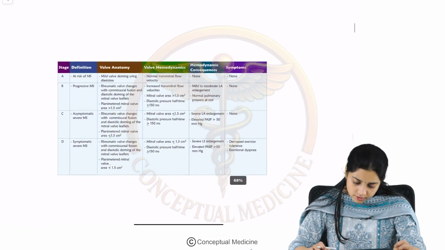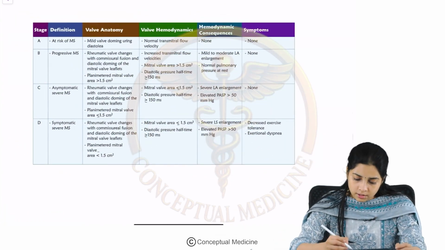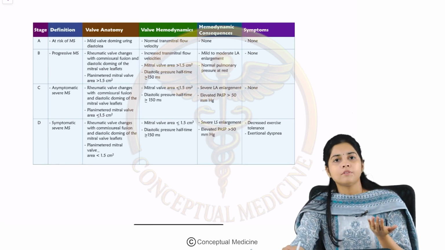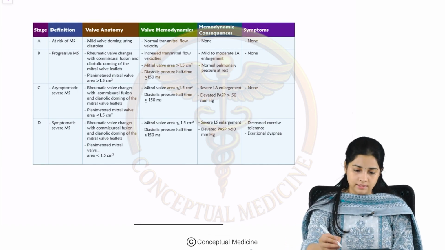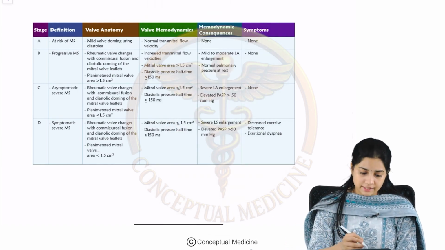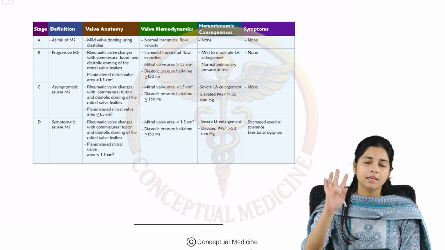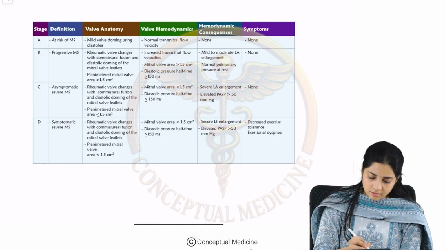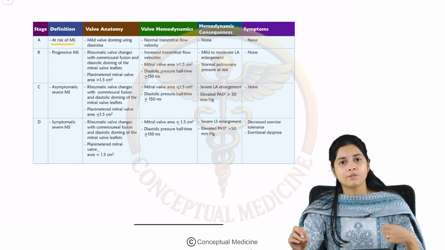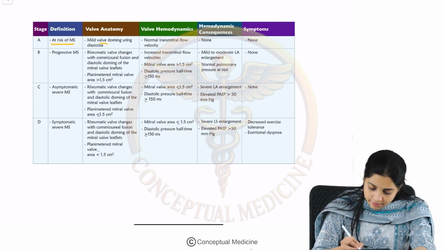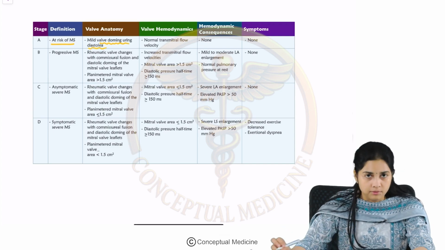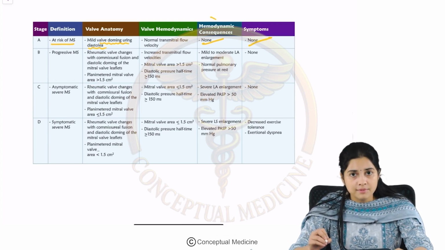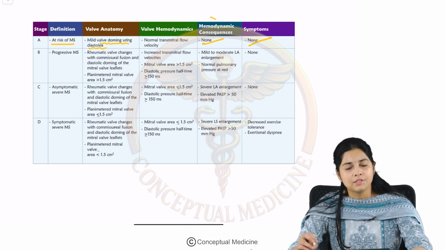Now, before we move on to the treatment, there's one thing that you have to notice here. MS can be graded, as most valvular heart diseases are graded in this way. You don't have to remember every detail. All you have to understand is they are graded into 4 stages, A, B, C and D. A basically means that they are at risk of MS. There is mild valve doming during diastole, right? However, there are no hemodynamic consequences and no symptoms. They are at risk of development of MS.